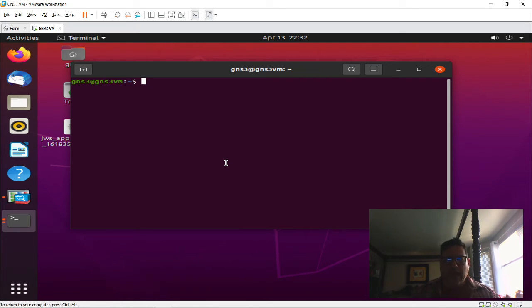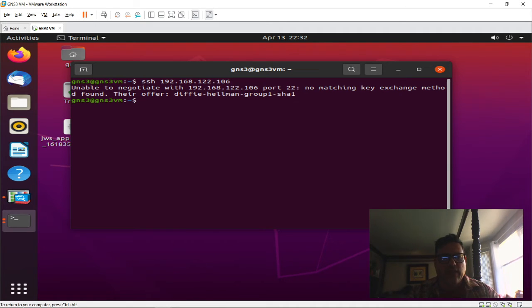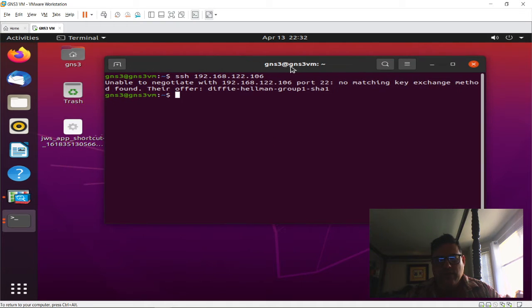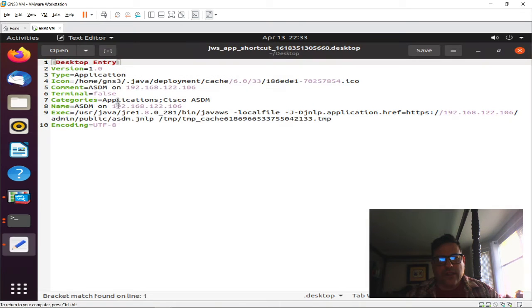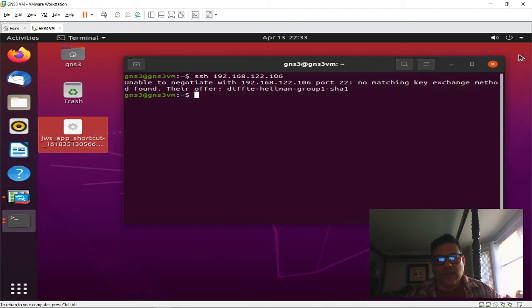the big problem that I had with communicating with the ASA, and this happens to be with the ASA, is when you try to SSH to the ASA, the ASA uses an old Diffie-Hellman group key, and so what I had to do is, no, that's not it. Let me find that.